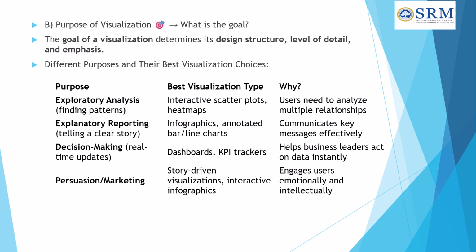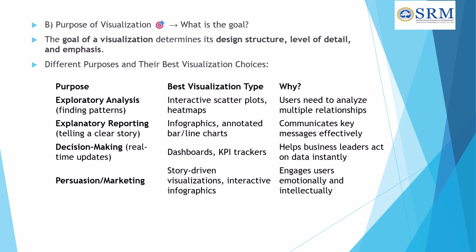The purpose of a data visualization plays a big role in deciding how it should look and what details to include. Different goals require different designs. For example, if the goal is exploratory analysis, helping users find patterns or relationships, interactive charts like scatter plots or heat maps work best. However, if the goal is explaining something clearly, then infographics or simple annotated bar and line charts are ideal to tell a clear story.